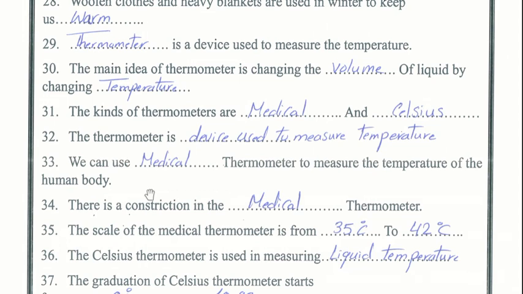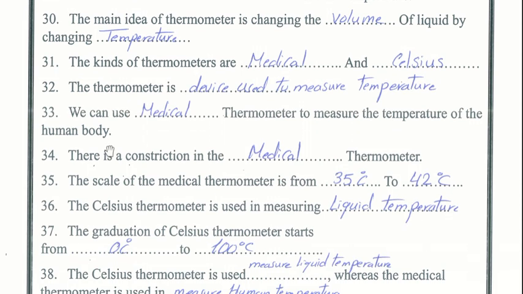31. Kinds of thermometers. Types of thermometers. We have medical and Celsius thermometer. 32. What is the thermometer? A device used to measure temperature. Okay. 33. We can use thermometer to measure temperature of human body. We can use medical thermometer. 34. There is a construction in medical thermometer. We have only construction in the medical thermometer.